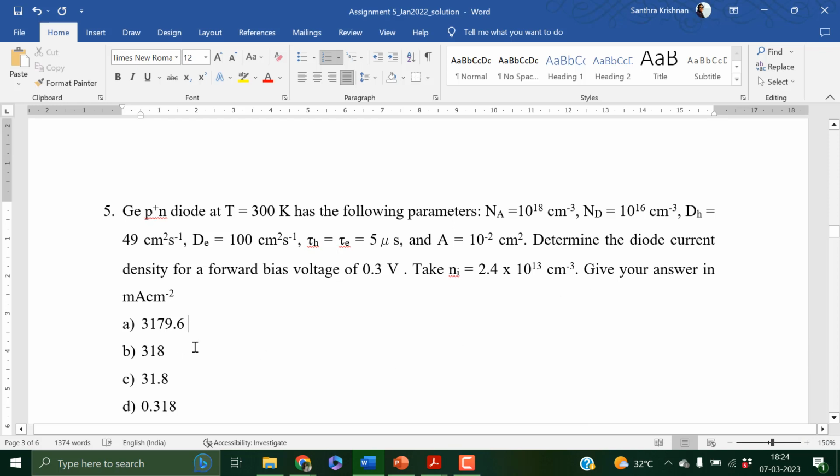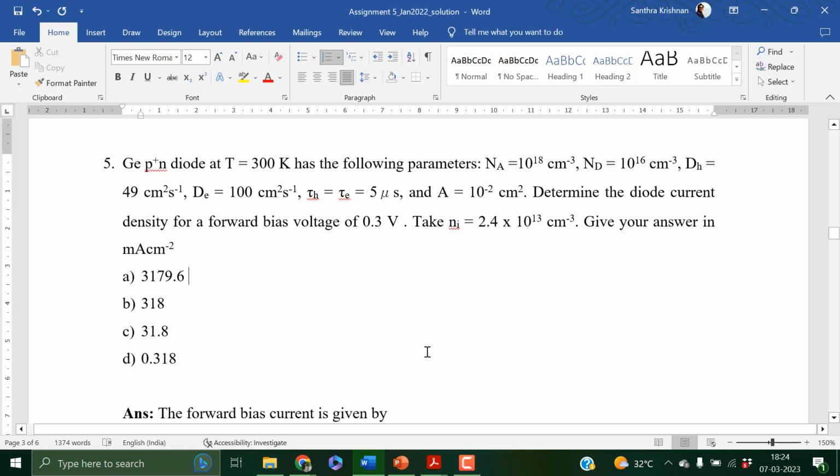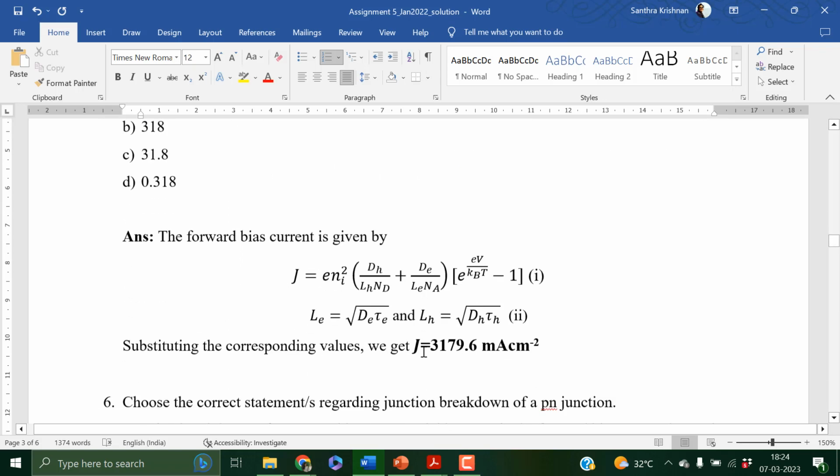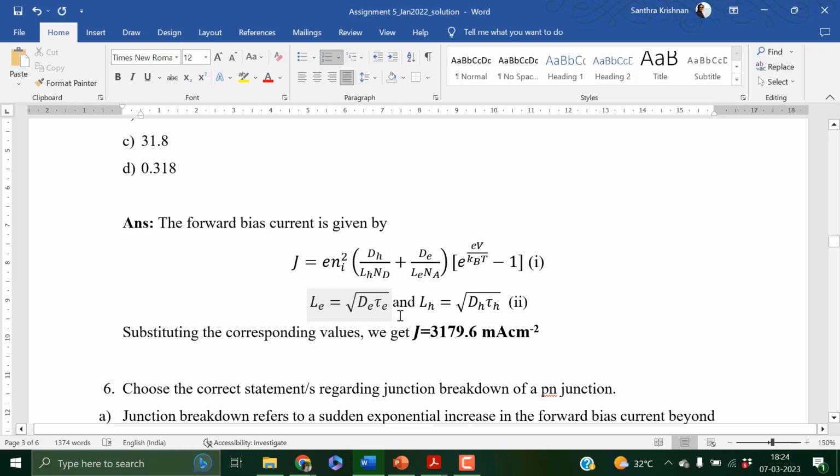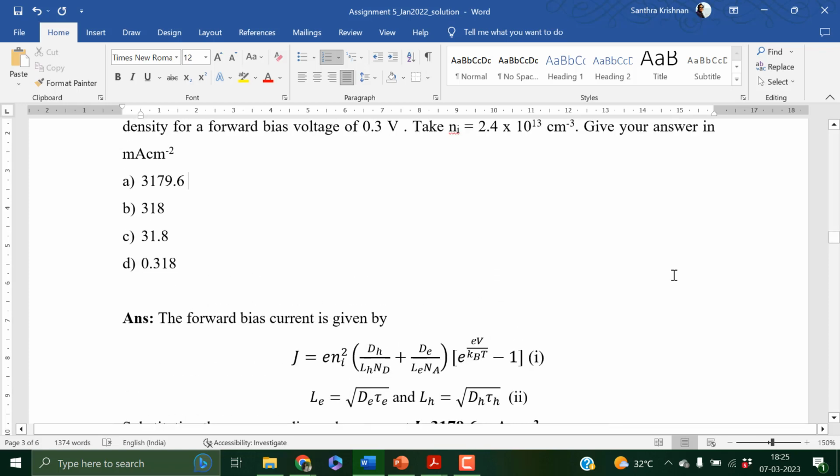Madam, I have calculated the forward current density J. It turned out to be 663.83 ampere per meter square. Okay, but that is not there in the options, right? First you have to find LD, LE and LH, right? Once you get that, you have to use this equation for J. Yes, ma'am. You use the same equation? Yes, ma'am. Okay, then where did it go wrong?